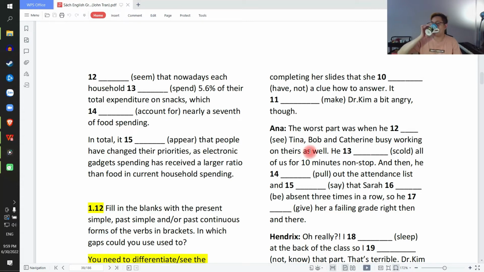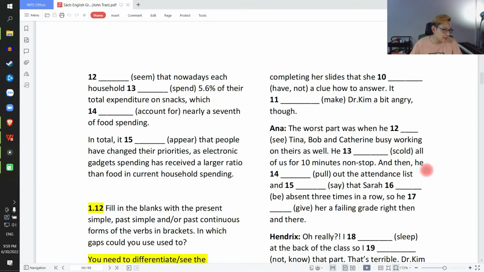Number 13. Okay, so for 10 minutes non-stop. So that is very continuous, isn't it? So that's why 13 is he was scolding all of us for 10 minutes non-stop. Cho 10 phút mà không dừng lại, tức là đây là một hành động tiếp diễn rồi. Cho nên số 13 này là cái hành động mà mắng tất cả chúng ta trong 10 phút không dừng lại luôn, không ngừng nghỉ luôn, là hành động mang tính tiếp diễn trong quá khứ. So number 13 is was scolding.